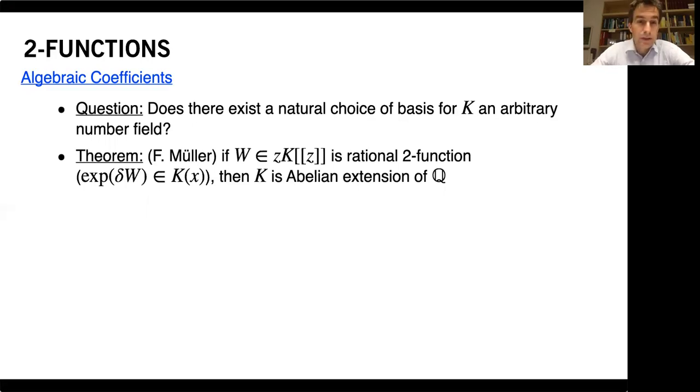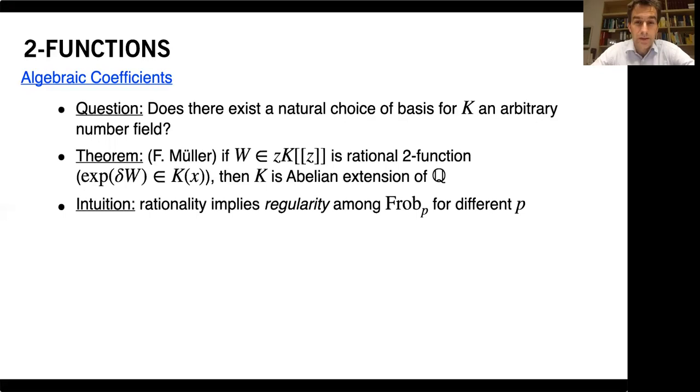Intuitively, I always thought it's quite easy to understand why this should be the case, because if you have rationality, then you have some kind of regularity among these coefficients. You can encode this in some finite number of data, and then there would be a lot of regularity among these Frobenius for different p, and that's known to not be the case, or if it is the case, then you know that the extension is abelian. So that's the intuition behind this. But if you want to prove it, it's actually a little harder.